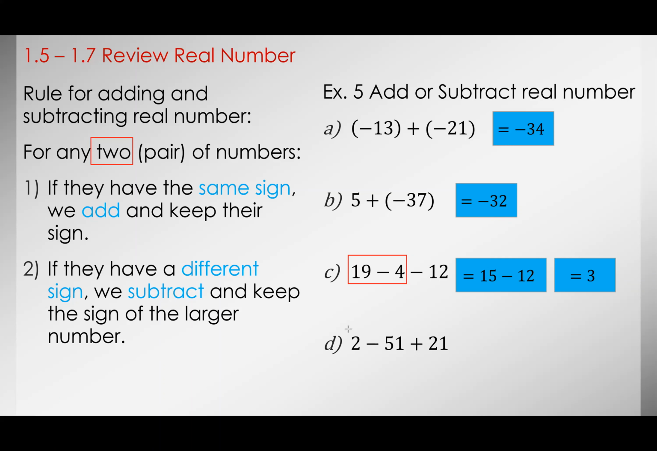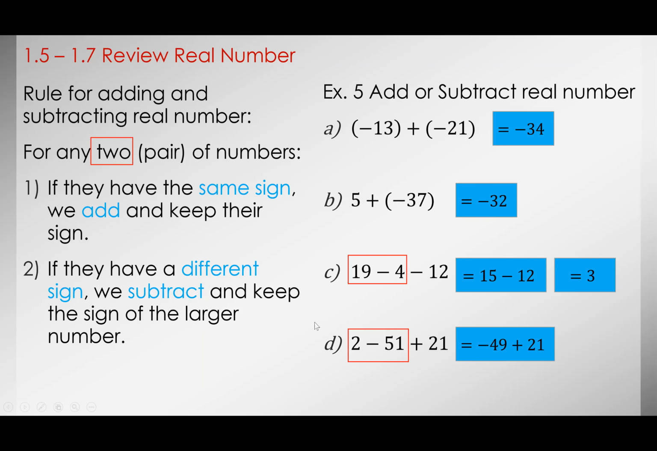Just like before, we treat two numbers at a time, which is 2 take away 51. So a smaller number take away a bigger number, somebody will get a black eye, right? When you subtract them, you will have a negative 49. And then negative 49 and a positive 21, because they have different signs, we subtract and keep the sign of the larger number, which in this case gives us a negative 28.